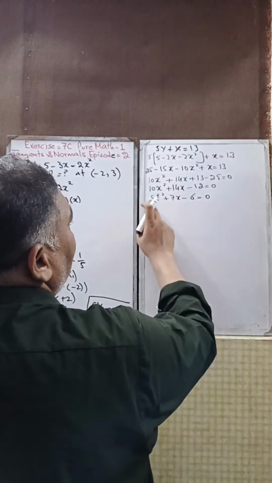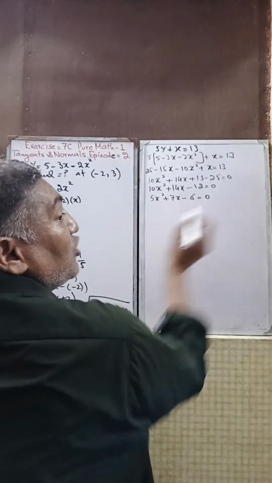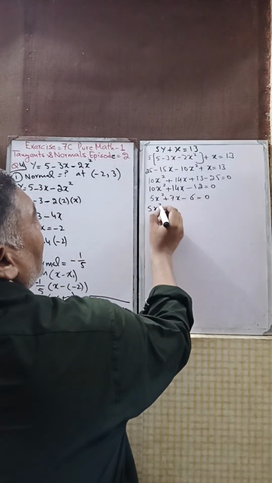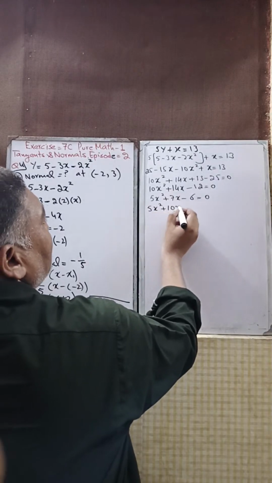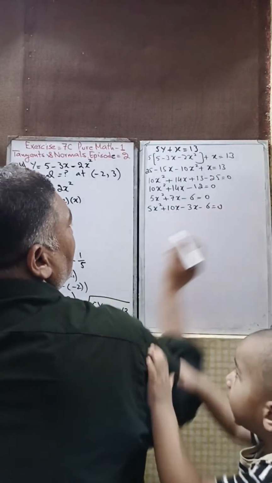When you multiply 5x squared with minus 6, you get minus 30. So I will do the middle term breaking. You know the middle term breaking. So 5x squared plus 10x minus 3x minus 6 equals 0.